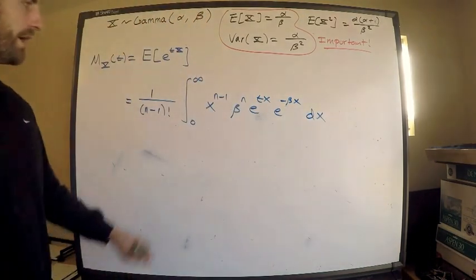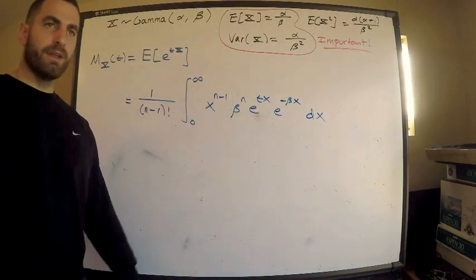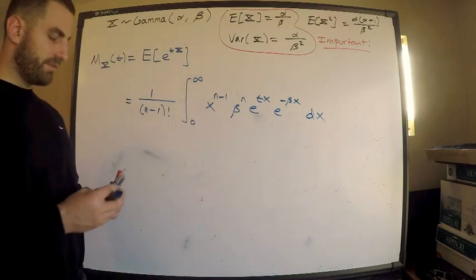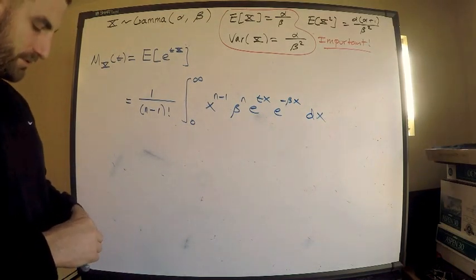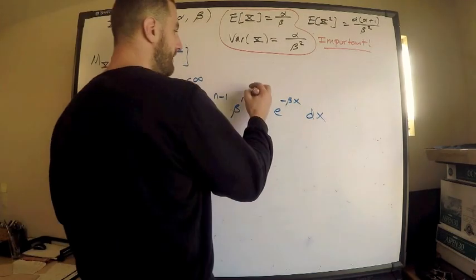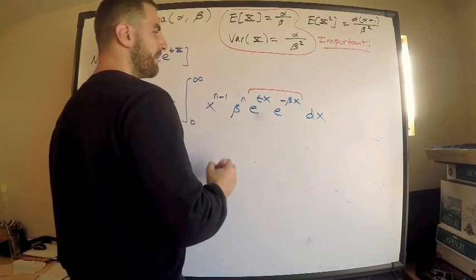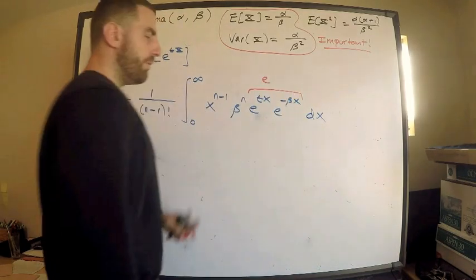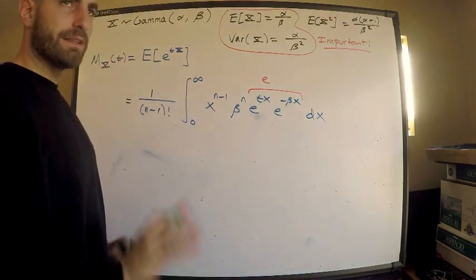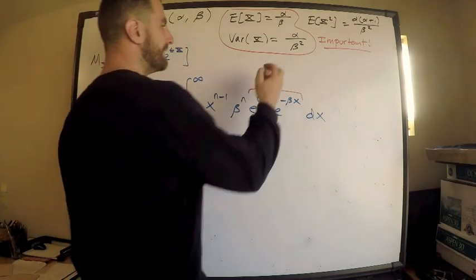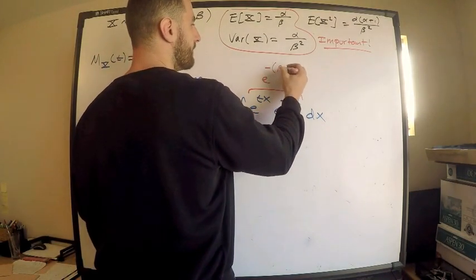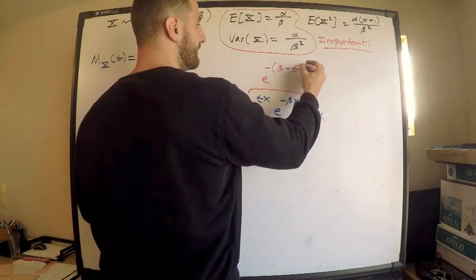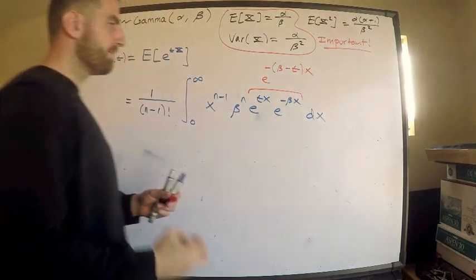And there's a reason why I wrote these two next to each other, because I want to combine those, just using properties of exponents, right? No big deal. So this piece right here, factor the x out. What we're going to do to make this look the way I want it to is that this is e to the negative beta minus t, x, right?